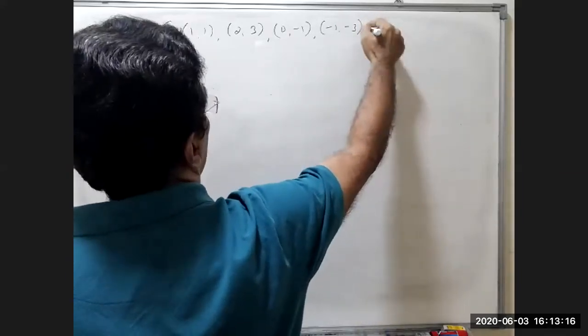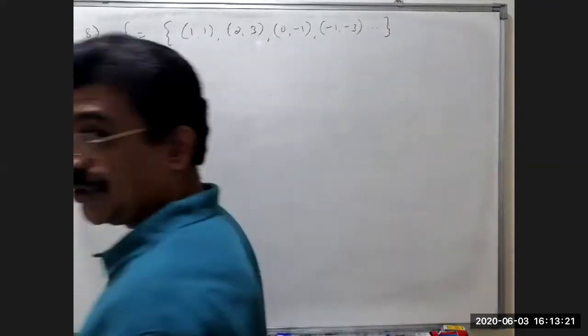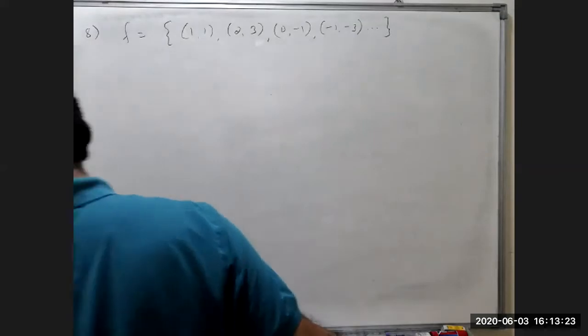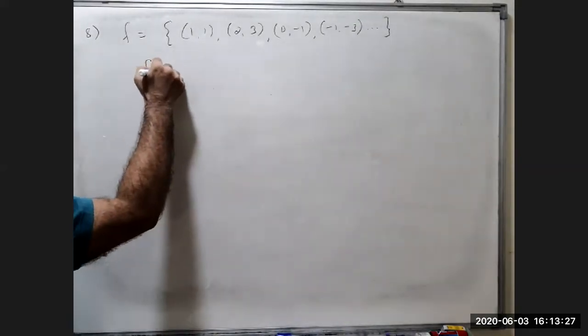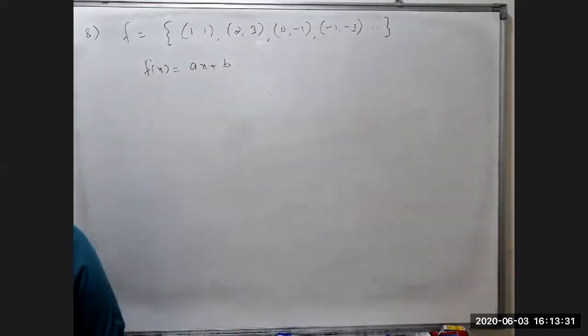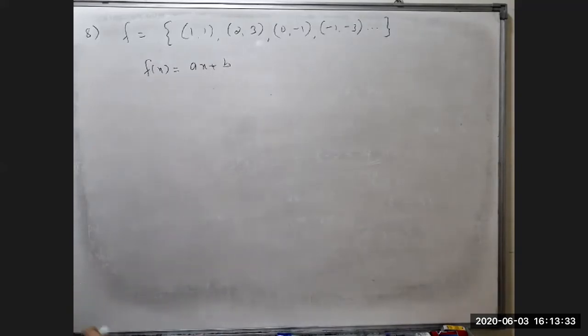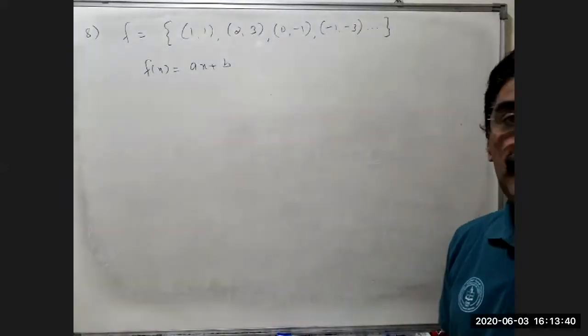Etc. is better. Put etc. Actually, the question is given wrong. It's a function from Z to Z, and f of x is equal to ax plus b. Find a and b.